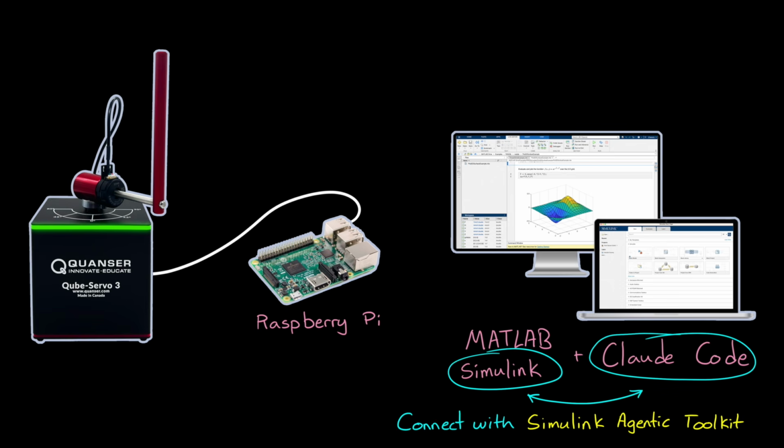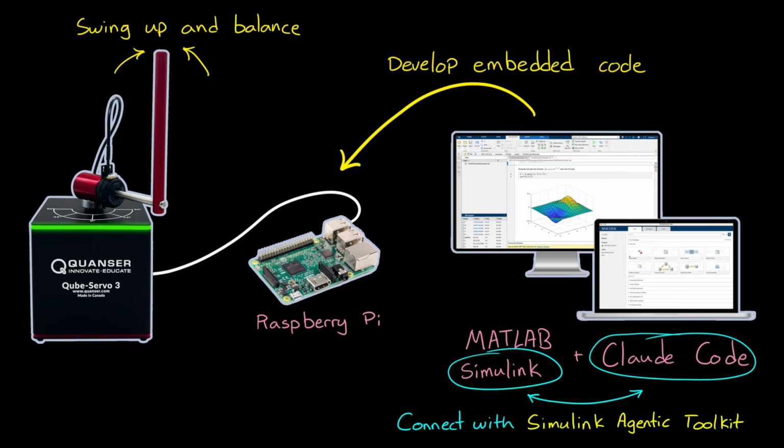I'm also using the Simulink Agentic Toolkit, which connects Simulink with an agentic tool so that the agent can read and create Simulink models. But in addition to that, it also gives the agent the expertise to be proficient in model-based design. So with this setup, what I want to do is develop the embedded code that will swing up the pendulum from rest and then balance it.